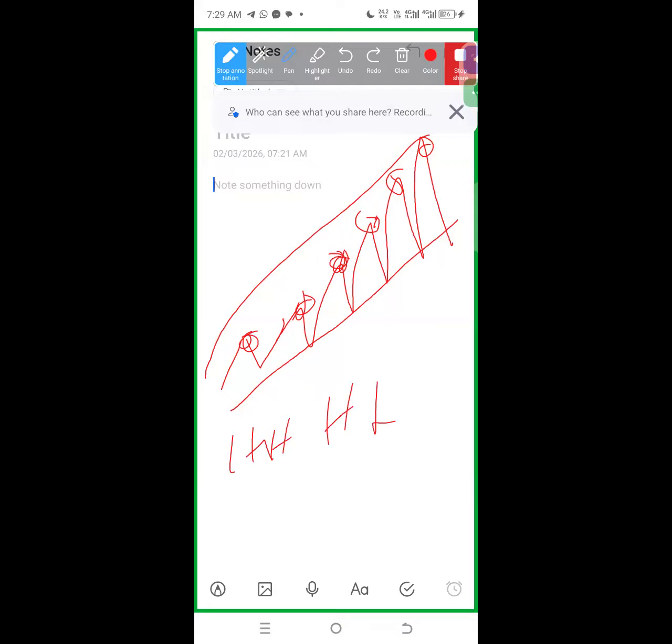So the more it keeps forming, this is a higher high, higher low, higher high, higher low, higher high, higher low, higher high, higher low. So it forms a new high and a higher low. It forms a new high and then a higher low. From top to down, top to down.